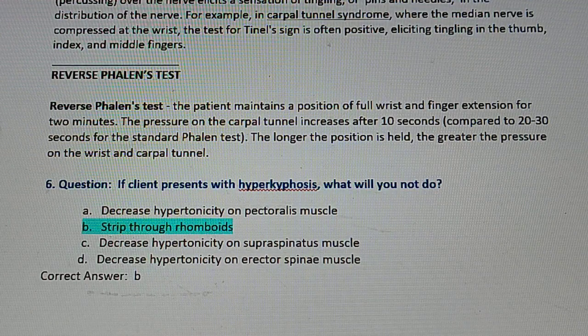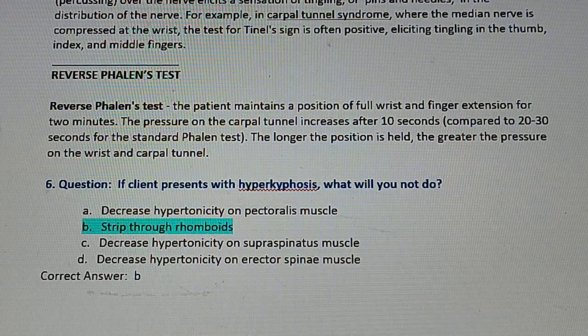So decrease again to reduce tightness on the erector spinae muscle. The erector spinae muscle is located in the lower back. It is the muscle just on the lower back, and it's located bilaterally on both sides, just attached to the lumbar, the lower back vertebrae. Okay, it's just the side of it. That's the erector spinae muscle.